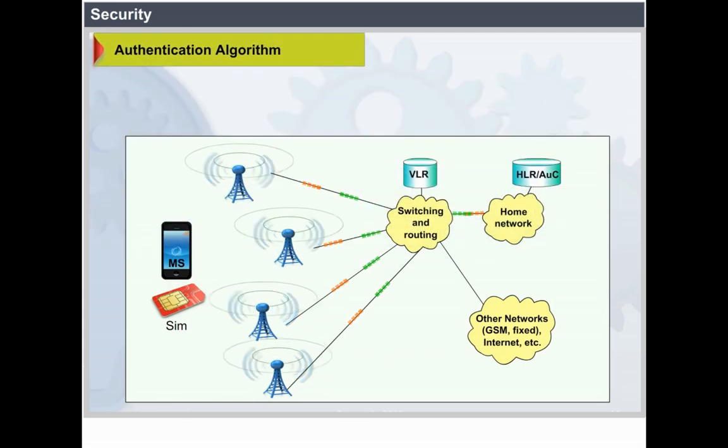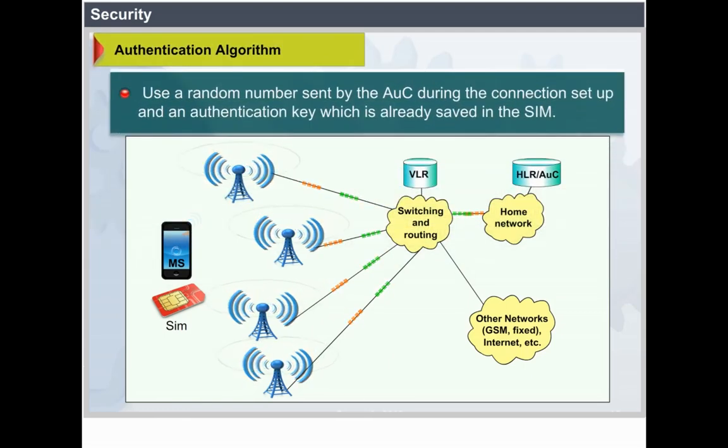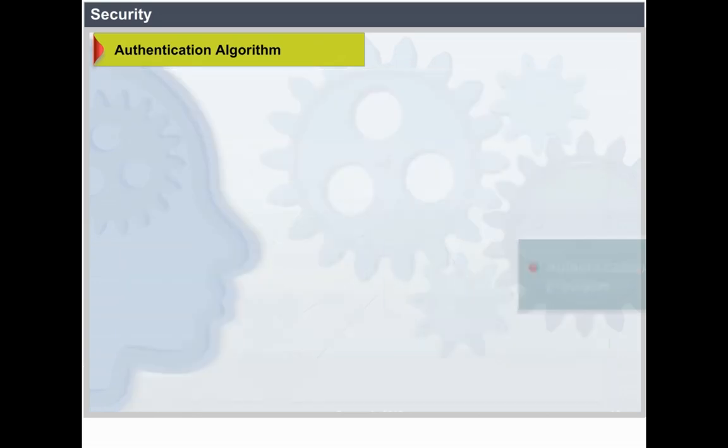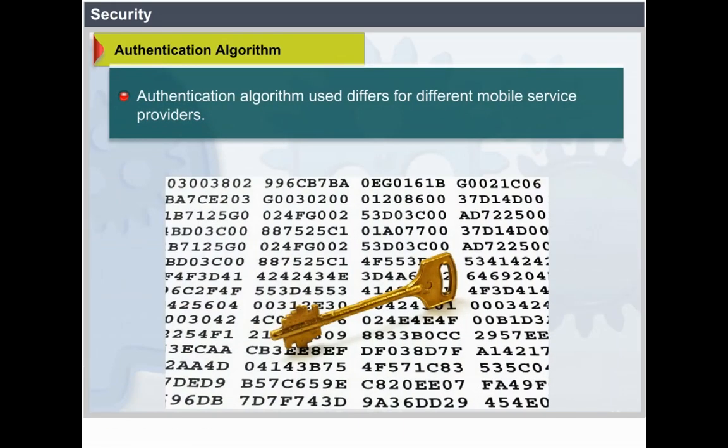Authentication algorithm. It uses a random number sent by the AUC during the connection setup and an authentication key which is already saved in the SIM. The authentication algorithm used differs for different mobile service providers.